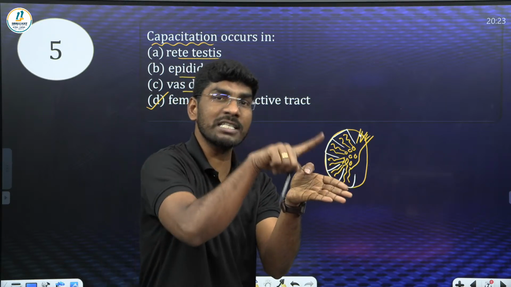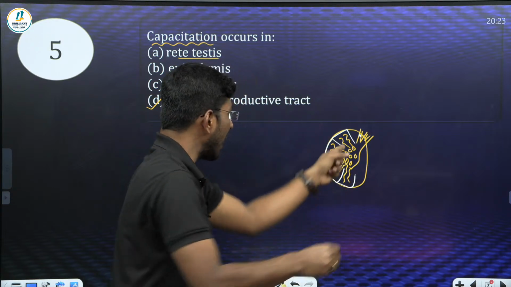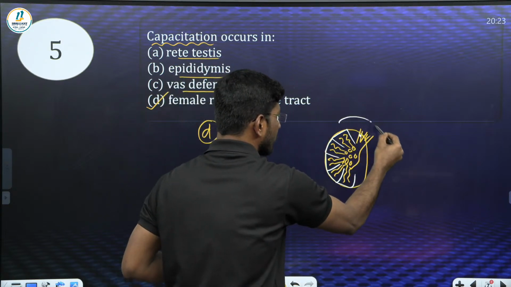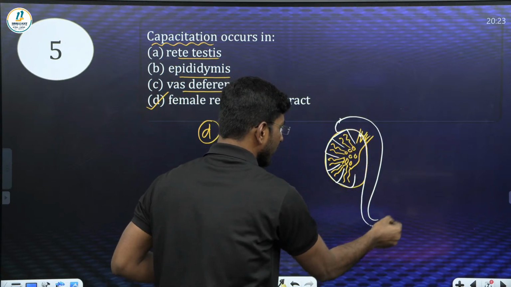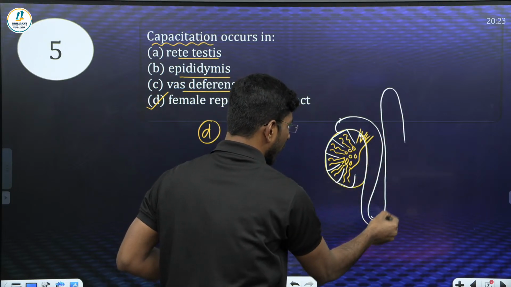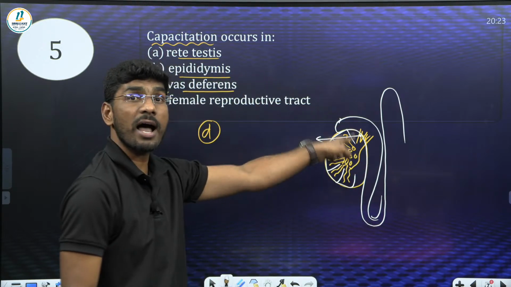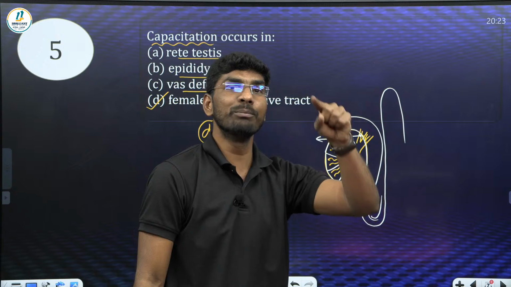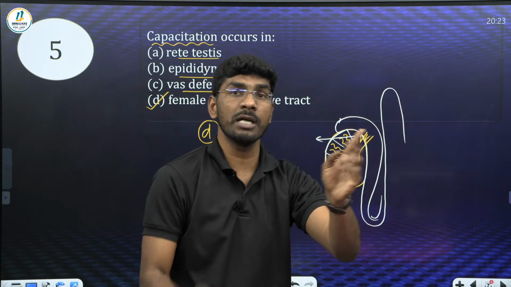Testis to vas deferens? Testis to epididymis, yes or no? Because after this, it opens into the cap-like structure called what? Epididymis, right? This is called epididymis, and this opens into a structure called, tell me, vas deferens. So sometimes the question can come: what happens if this vasa efferentia gets blocked? The movement of sperm will be prevented from testis to epididymis.